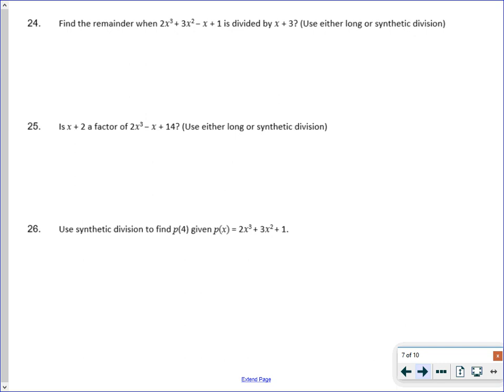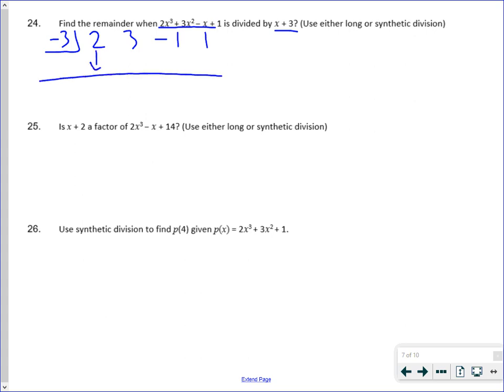All right, so we're dividing by x plus 3. So if we're using synthetic, our a term is negative 3. So it goes in the top left corner, and since we're dividing all of this, we're going to use that as our coefficients. So we have 2, 3, negative 1, and 1. So we bring down the 2. 2 times negative 3 is negative 6. 3 plus negative 6 is negative 3. Negative 3 times negative 3 is a positive 9. We add down, that's an 8. Then a negative 24. And we get negative 23, right?